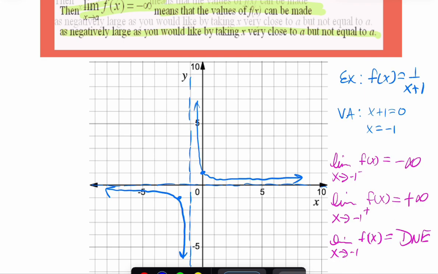So as we came in from the left, we went down to negative infinity. As we came in from the right, we went up to positive infinity. But since those don't match, we can't say there's anything good happening at negative 1. As we approach vertical asymptotes, many times they will split it up and ask where you are approaching from the left and where you are approaching from the right. They don't expect that they'll always match, because only about half the time do they.